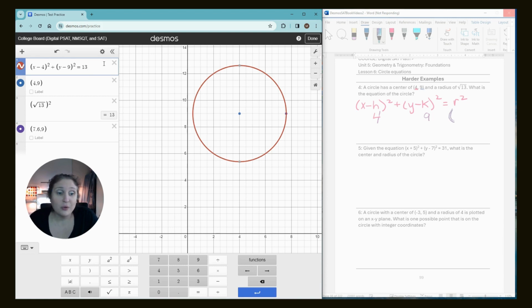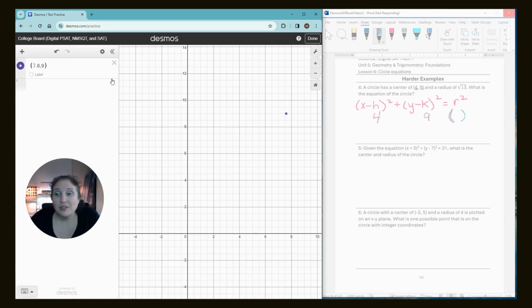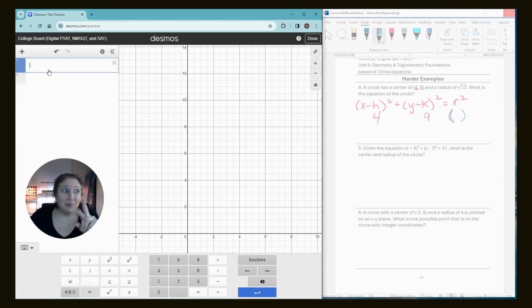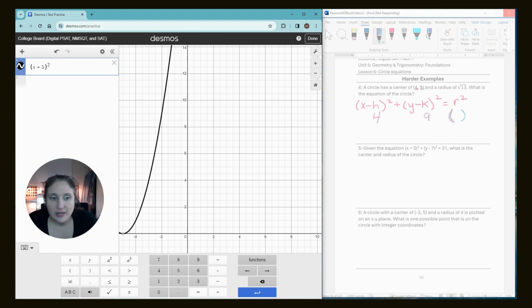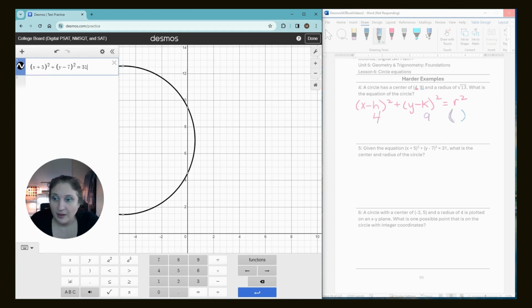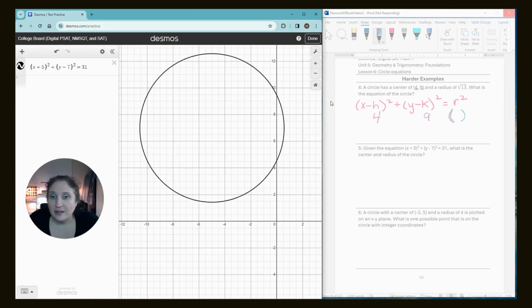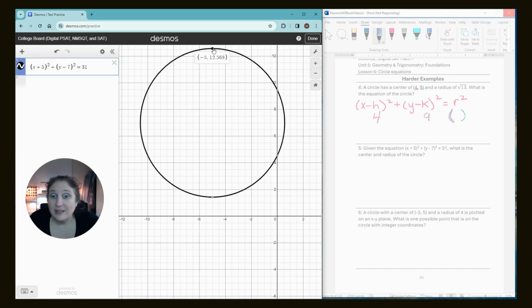All right, it says given that equation, what is the center and the radius? What I recommend is that sometimes students forget that you have to flip the signs. So it's not going to be 5, -7. It'll actually be -5, +7. So taking the extra minute in Desmos to type the formula that they give you and double check your work is critical, okay?